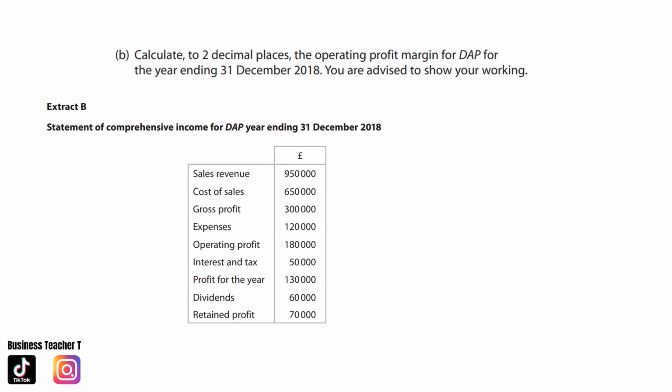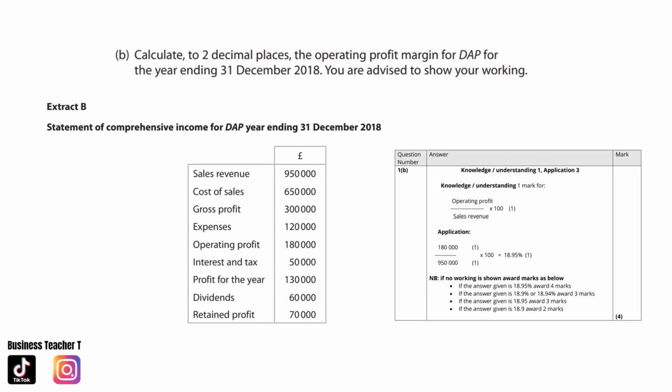Let's take a look at the mark scheme. So the formula is operating profit divided by sales revenue times by 100, and the operating profit for the year ending 31st of December 2018 is £180,000. You've got to divide that by £950,000, the sales revenue, times it by 100, and the answer is 18.95%. Do not forget your percentage sign.